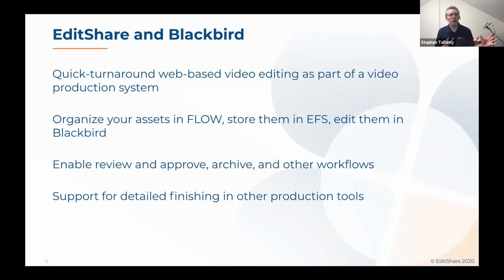What that means, from the perspective of what you'll see today in our demonstration, is a workflow where you can do all the things that you would normally do in our asset manager flow: organize things, tag things, manage things, get all of your content ingested, store it on our high performance storage, and then it can be handed off to Blackbird to be edited. And then as things come out of the Blackbird environment, we'll show you how you can enable things like review and approve, archive, and many other workflows that we enable in our asset management and storage systems as things go through that end of the life cycle.